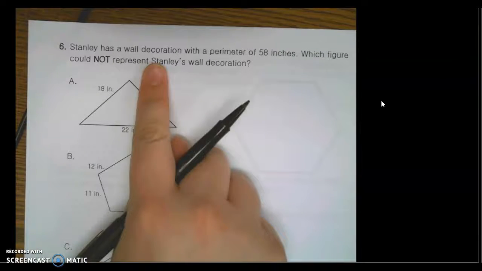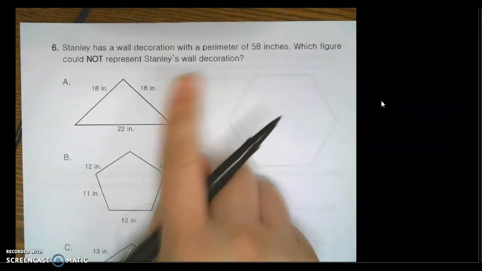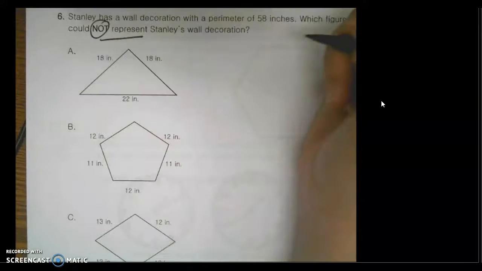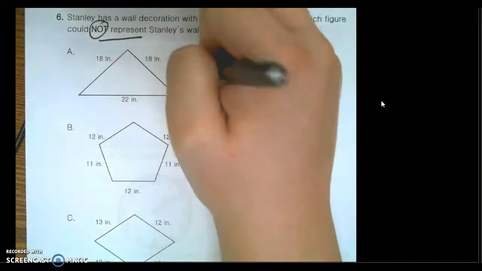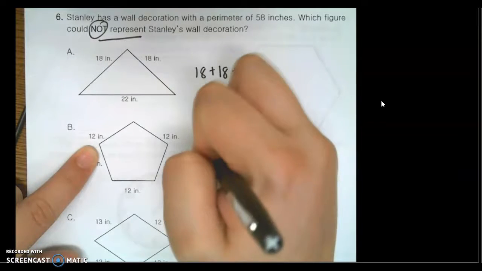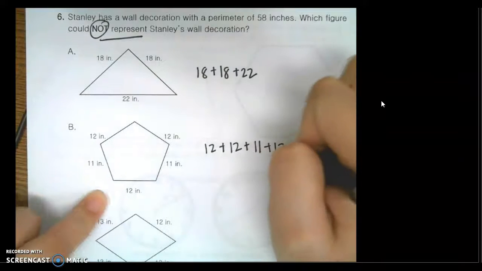Stanley has wall decoration with a perimeter of 58 inches. Which figure could not represent Stanley's wall? Now, which could not represent? So when it's asking you not, I'm looking for the figure that does not have a perimeter of 58 inches. So how would we solve for these answer choices? Good. We would add up all the side lengths. So here you would add up 18 plus 18 plus 22. Here you would add up 12 plus 12 plus 11 plus 12 plus 11.